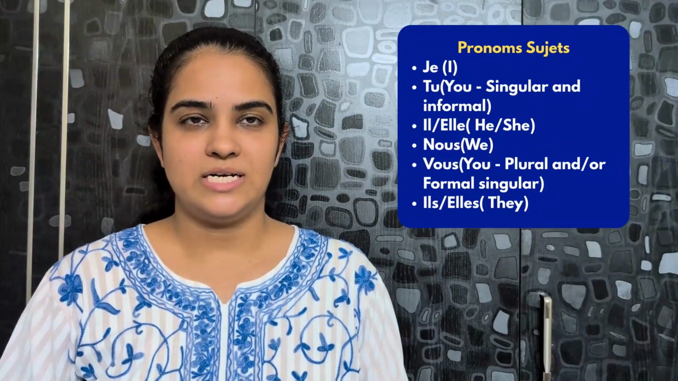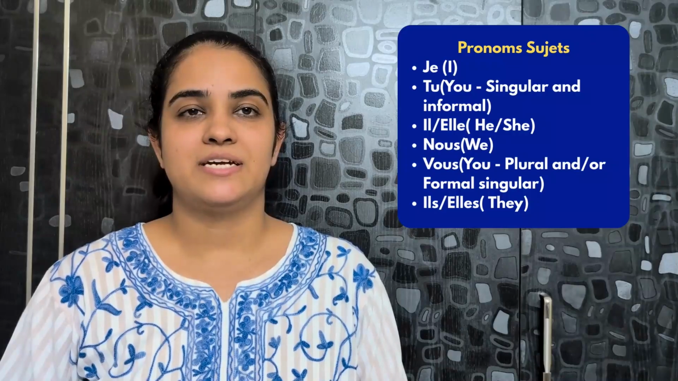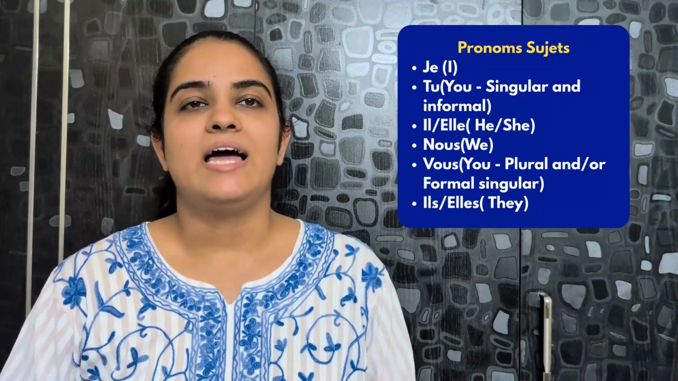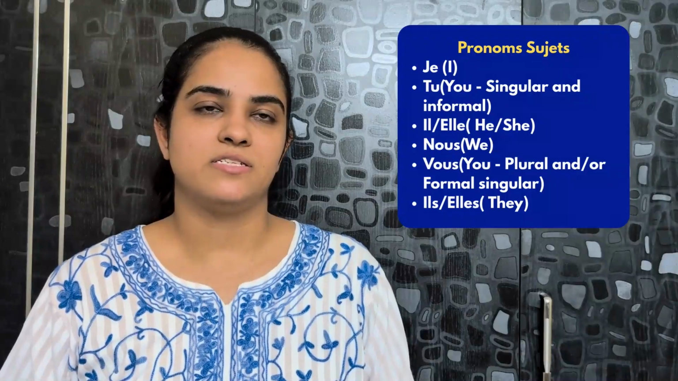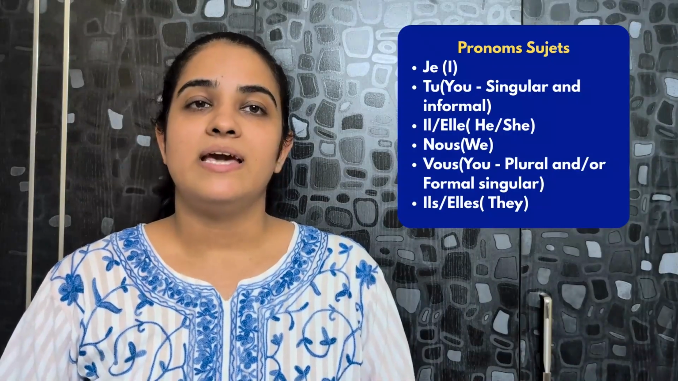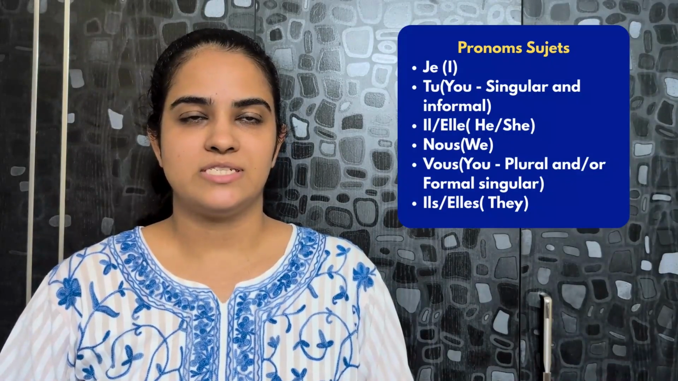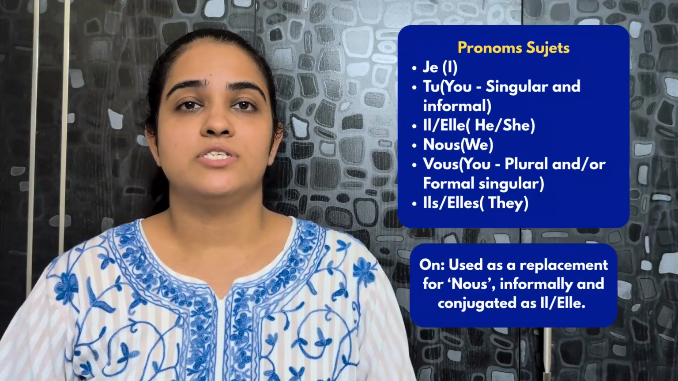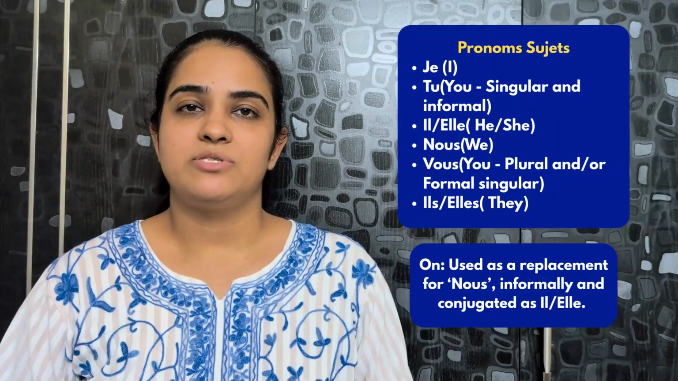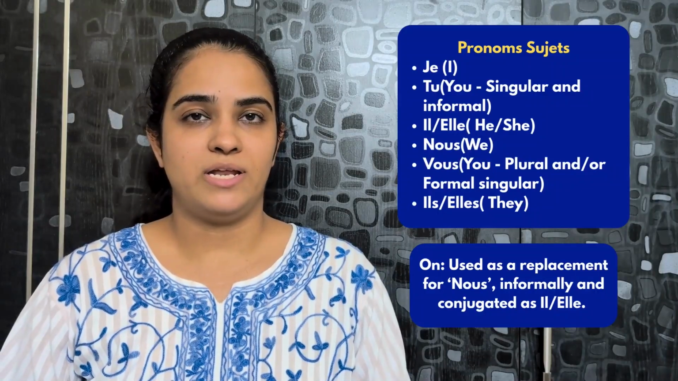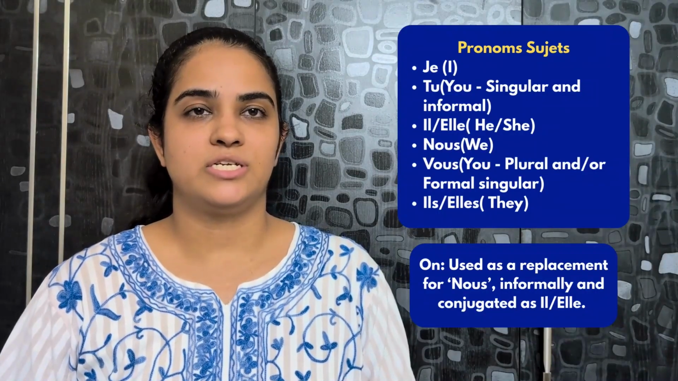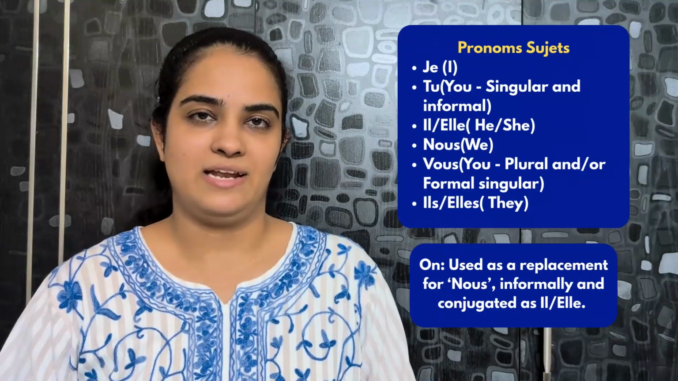Now please remember, as the name suggests, these are subject pronouns, which means they are used to replace subjects, and we use them to easily memorize the verb conjugations. In addition to these 6 pronouns, we also have another pronoun called on, which is used sometimes to replace nous informally. It is used as nous, but the conjugation is done just like singular il and elle.